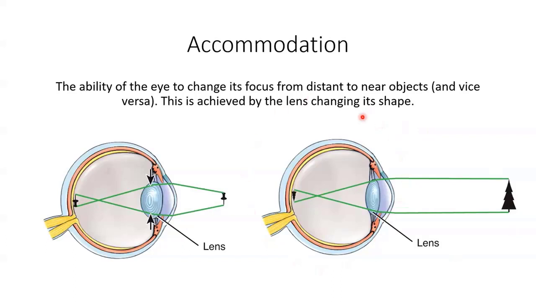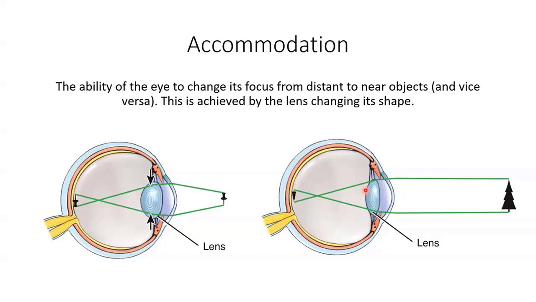Looking at this image on the right, when an object is further away from the eye, the light needs less refraction or less bending when it passes through the lens, and therefore the lens becomes flatter or thinner. This reduces its refractive power so that light bends less sharply and increases its focal length.